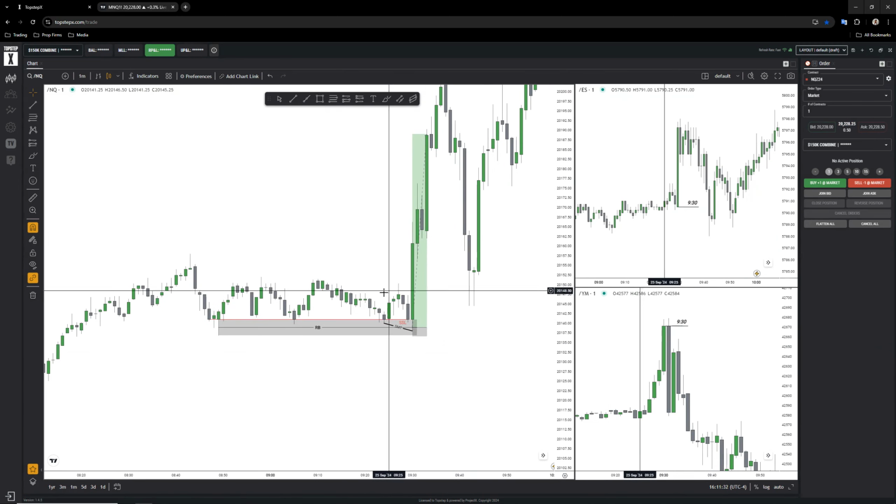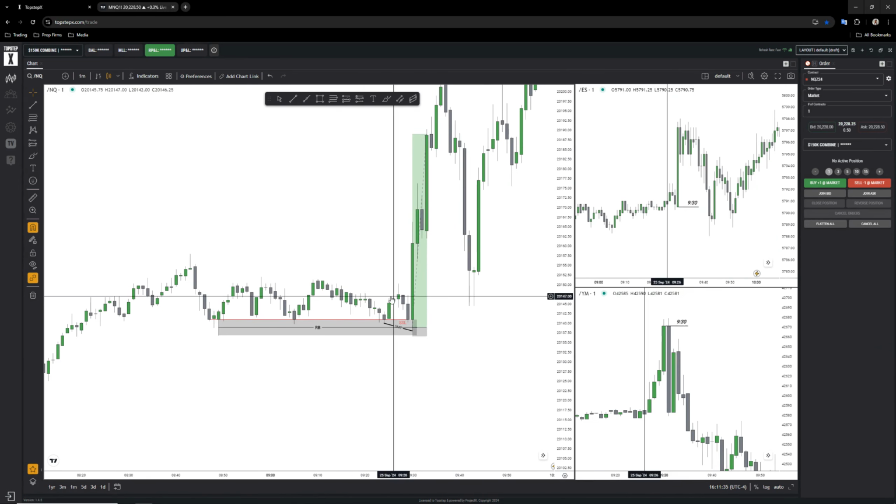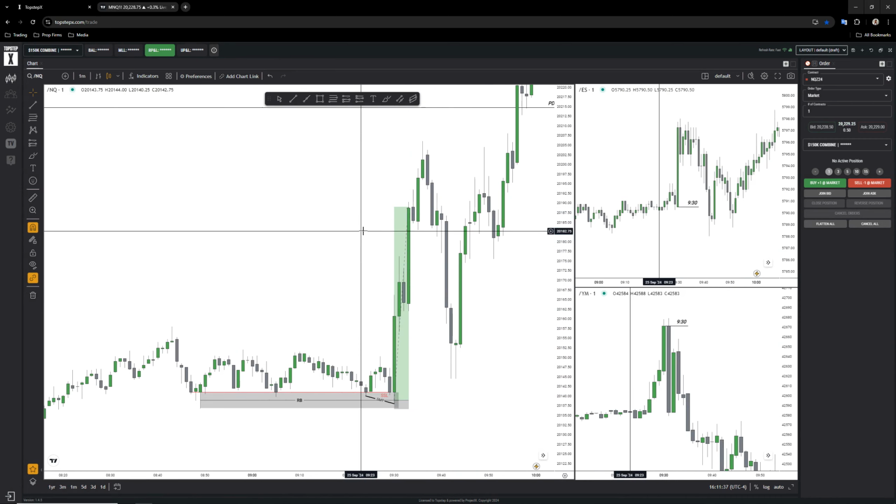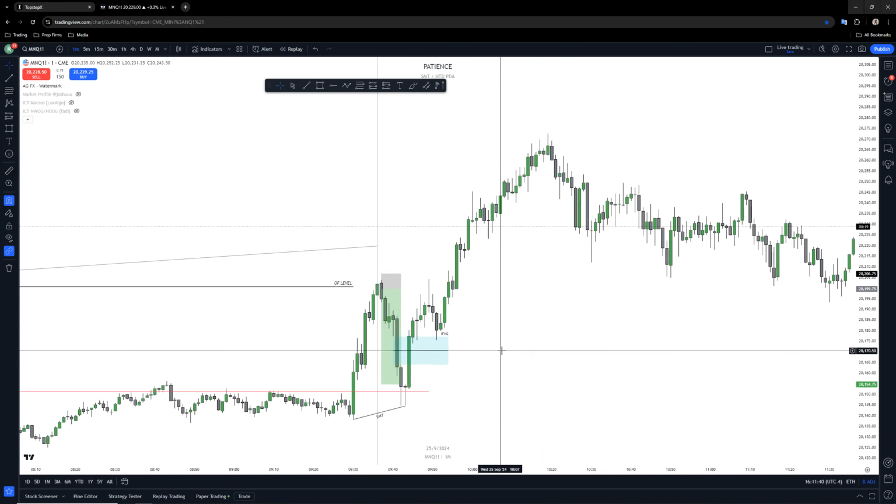Just a liquidity sweep, enter off a PD array, SMT, and I cut because of profit goal. But that was my trades of today, and hope you guys did good.